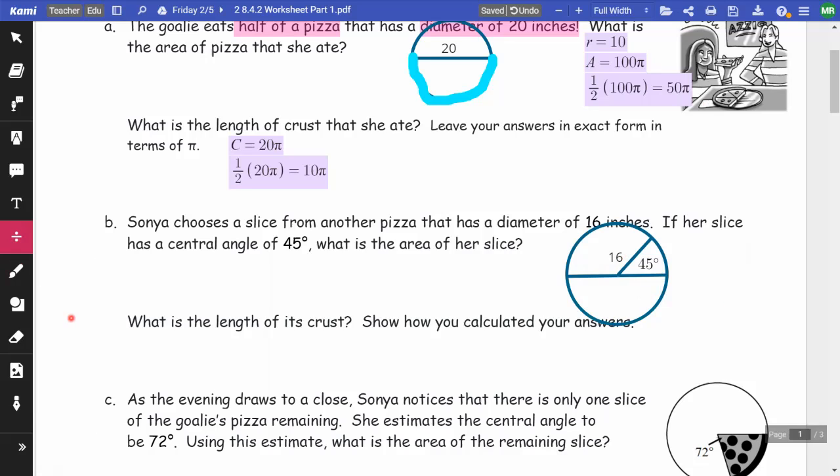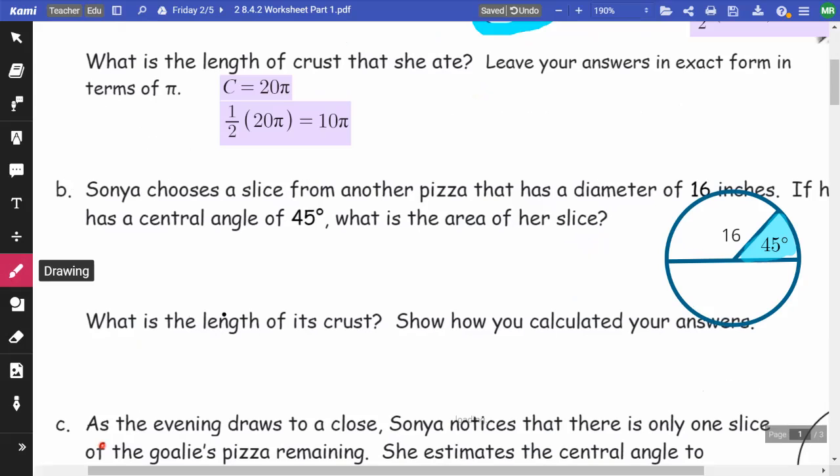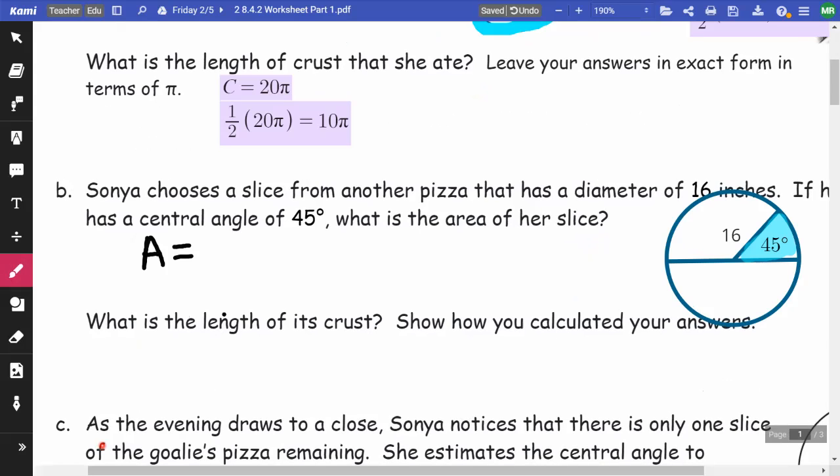So she is eating this portion. Let me kind of shade. She's eating this portion of the pizza, that 45 degrees. Now we're still going to figure out the area. And area equals, I'm going to write it now. So area is equal to, for the whole thing, my diameter is 16. That means my radius is going to be 8. So I'm going to go pi r squared, 64 pi would be the whole entire pizza.